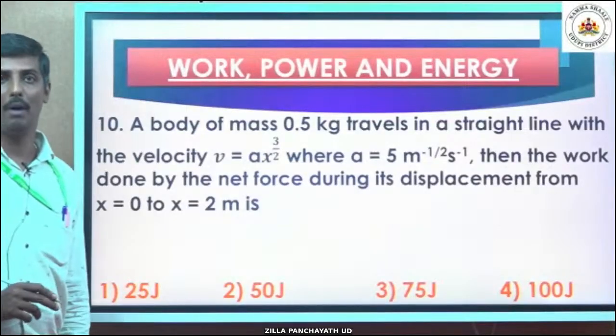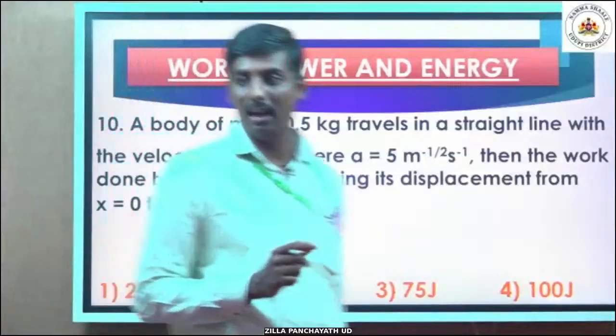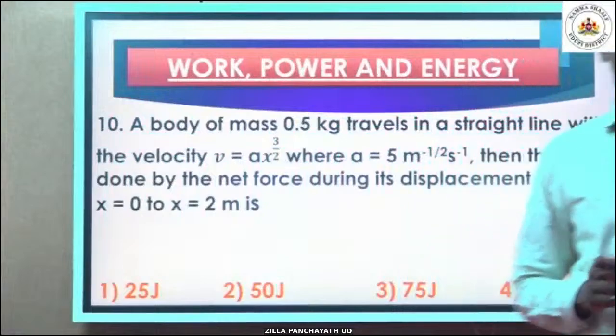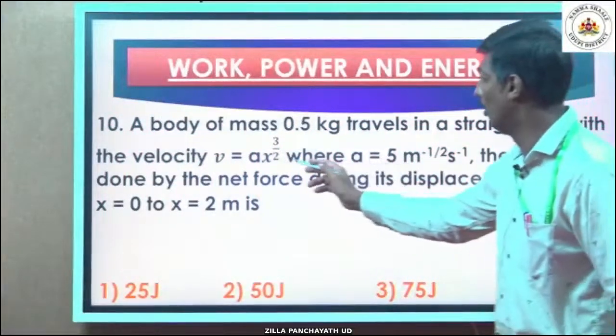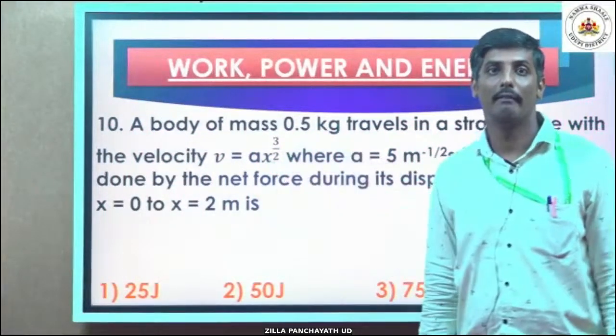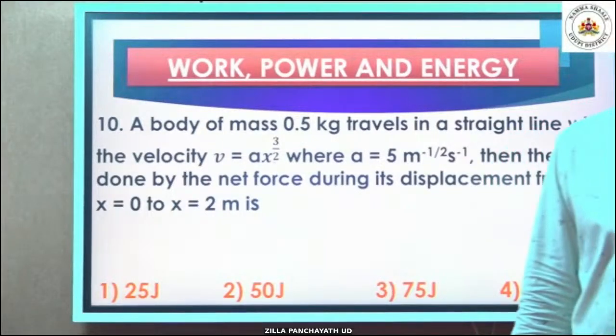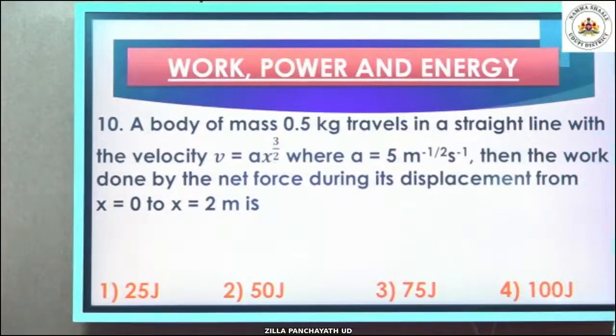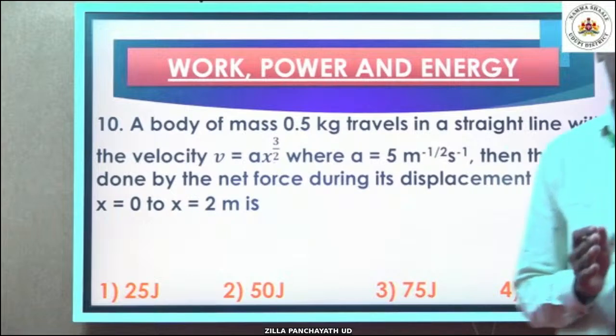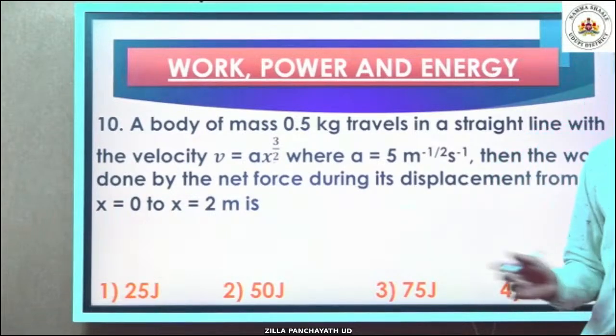A body of mass 0.5 kg travels in a straight line with the velocity ಕೊಟ್ಟಿದೆ ನೋಡಿ ಸ್ಟೂಡೆಂಟ್ಸ್ ಅಲ್ಲಿ, v is equal to ax to the power 3/2, where a equals 5 meter to the power minus half per second. Then the work done by the net force ಅಂತ ಕೇಳ್ತಾ ಇದ್ದಾನೆ. ನೋಡಿ ಇಲ್ಲಿ ಯಾವ್ದ್ರ ಬಗ್ಗೆ ಮಾತಾಡ್ತಾ ಇದ್ದಾನೆ ಇಲ್ಲಿ? He is speaking about, again, calculating the work.